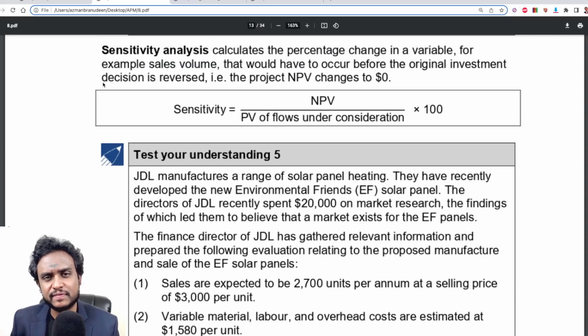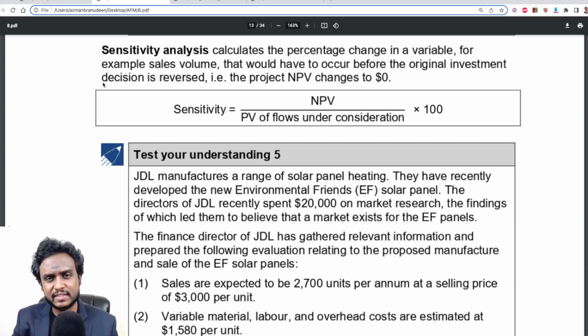Another component of NPV is the factor sensitivity. Sensitivity can be calculated. Generally, for NPV, there are so many factors that influence it. So what sensitivity does is it helps us isolate each factor and see what exactly the sensitivity is.